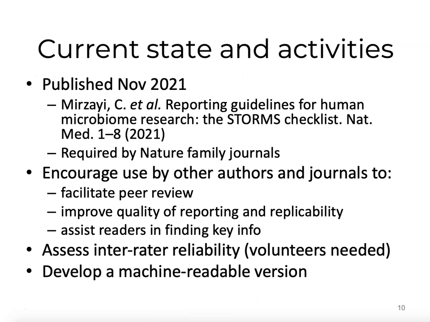The checklist is now published. It was published in Nature Medicine just this last month and is now required by most of the Nature family journals for any article relating to microbiome studies. And we're now working to encourage its use by other authors and journals.